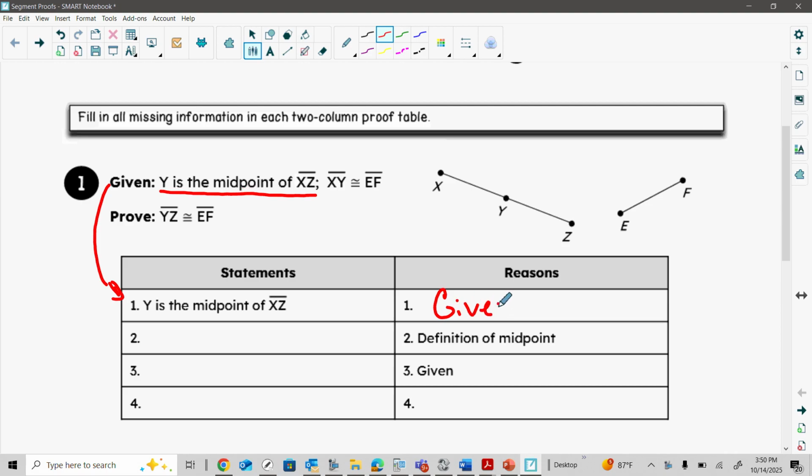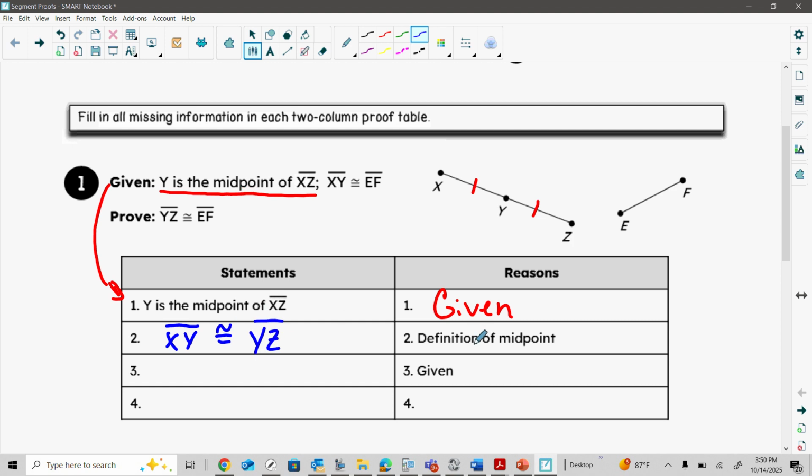And I have to understand what a midpoint means. To show it's a midpoint, you need to add what to the segment? Exactly, tick marks. And now I can make a statement about those, showing that they are congruent. So statement 2 here would be segment XY is congruent to YZ, and that would be definition of midpoint.